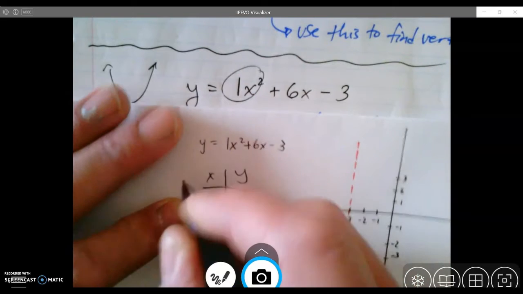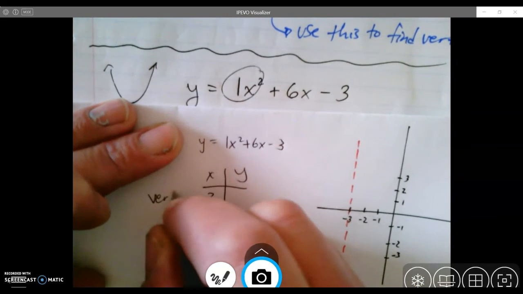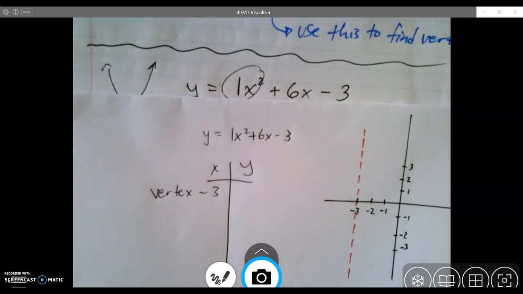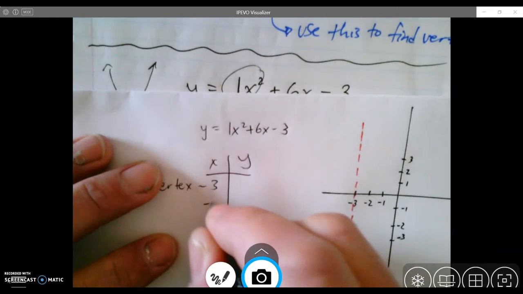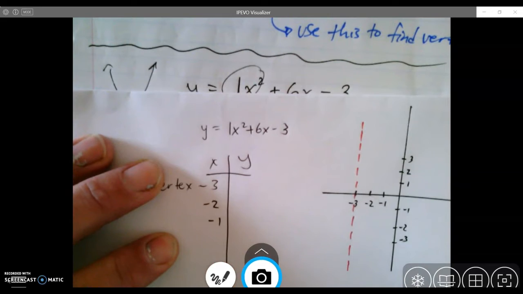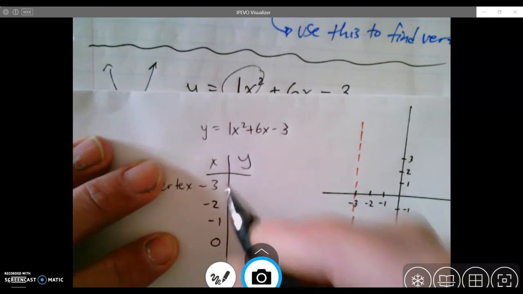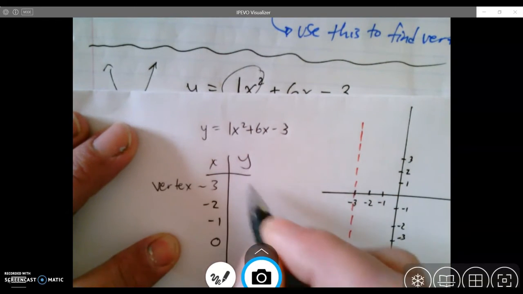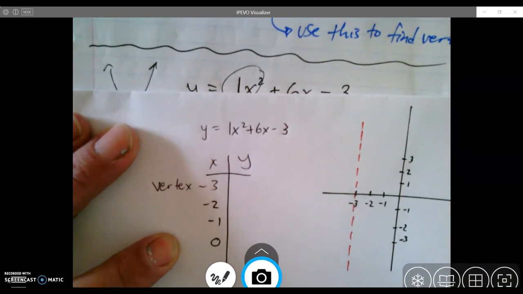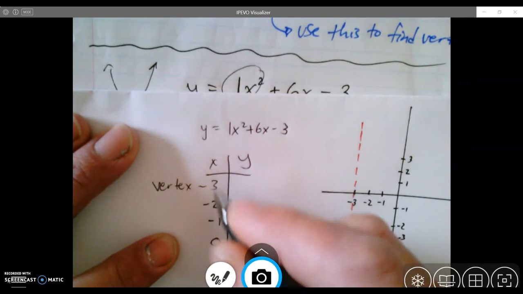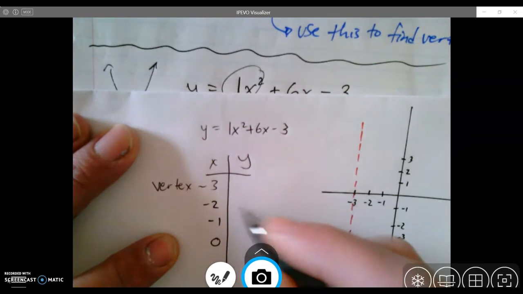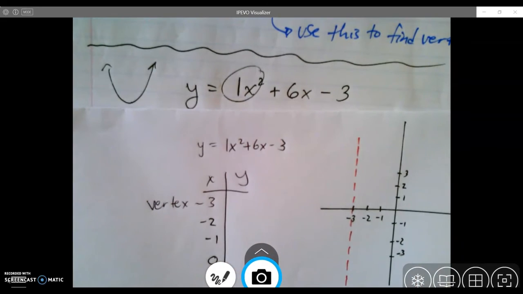Now, I already know negative 3 is a vertex, so I'm going to put a little note there. We can plug in negative 3 and see what happens. And then we should go down and do negative 2, negative 1, and even 0. Sometimes the book will just ask for the vertex. And if you do that, you're fine. But with just the vertex, we still don't know the real shape. With a few more points, we'll get a really good look at the shape.